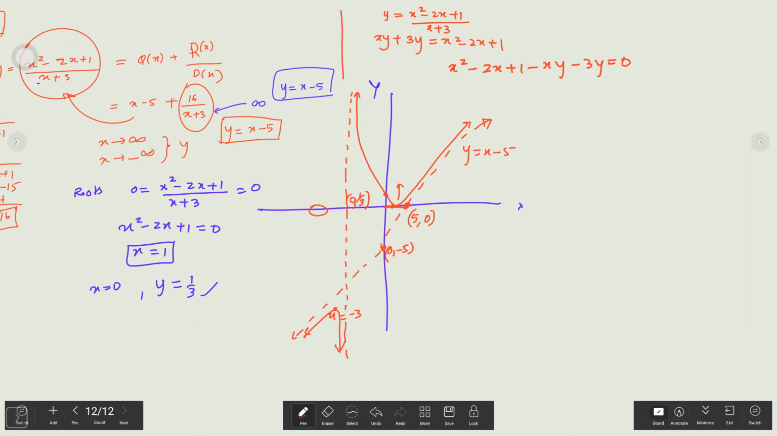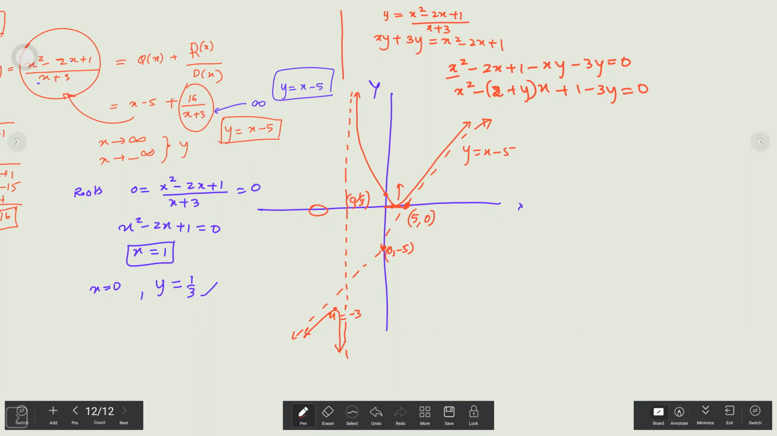So you have x squared, leave it as it is. Now collect the x terms together. If I take minus common, it becomes minus (2 plus y) times x, and then plus 1 minus 3y. So I'm basically trying to get a quadratic in terms of x and y.